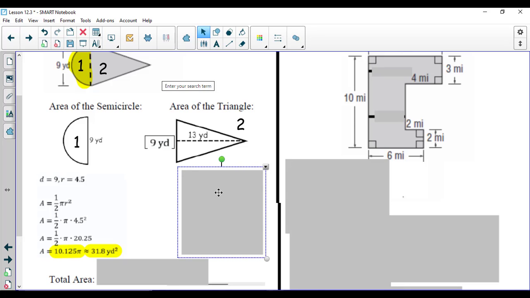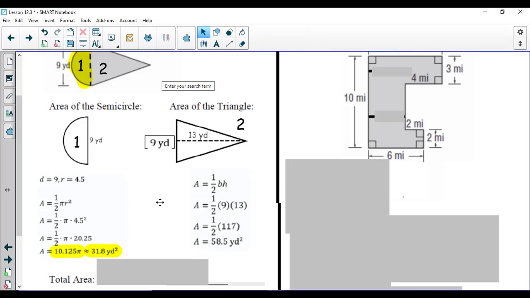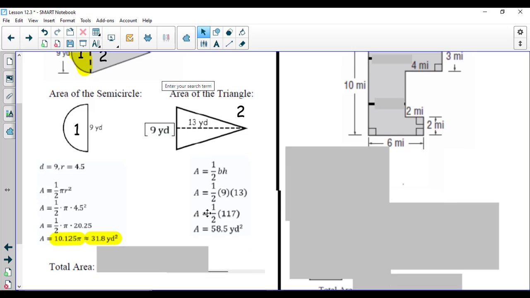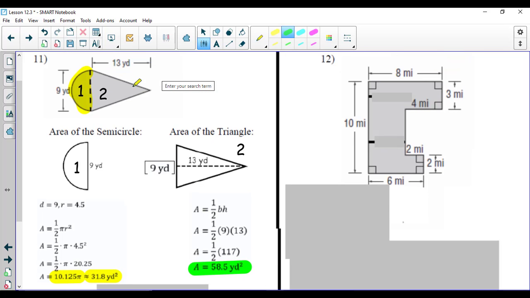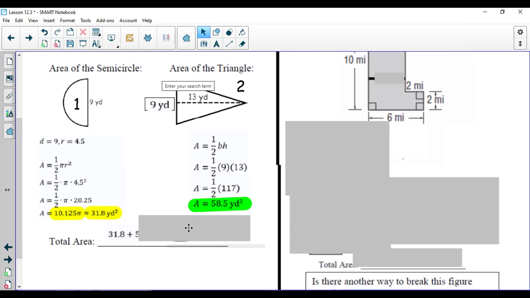The formula for the area of a triangle, and this is where it's really important to write those formulas, is half base times height. So we're going to do half times 9 times 13. That's going to be half of 117, and so the area of that region, which is our triangle, is going to be 58.5 yards squared exactly. So that's the area of this green shaded region that we have here. So to find our total area, and I put a line down here for us to do that, we just add these two values together. We've got 31.8 from the semicircle plus 58.5 from the triangle is going to get us an approximate, we did have to round for the semicircle, area of 90.3 yards squared.